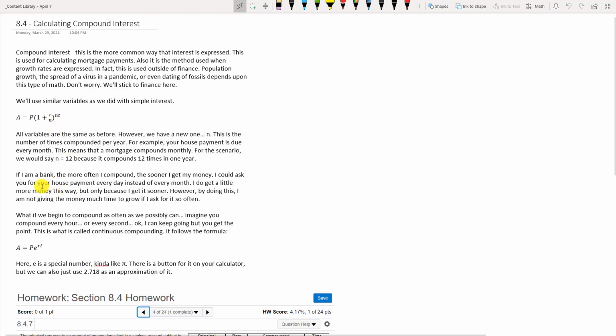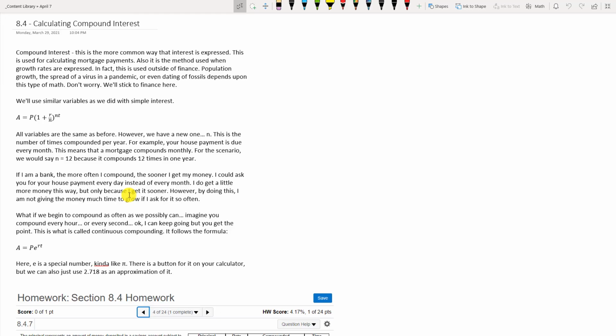So if say you're the bank, the more often you compound, the sooner you get your money. It's like you're holding your hand out and saying, hey, I want my money today. So I could ask you for your house payment every day instead of every month. And I do get a little bit more money this way, but only because I get it sooner, because I don't wait until the end of the month to ask you for the money. I ask you for it every day. But by doing this, I'm not giving that money much time to grow.